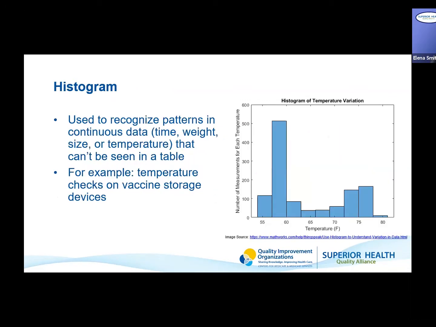The next tool is a histogram, and this is used to recognize patterns in continuous data, things like time, weight, size, or temperature that can't be seen just visually on a table. You need to see the patterns of things and visually what they look like. So for example, this one right over here on the right, temperature checks on vaccine storage devices. So maybe you're going to look at what that looks like over time.